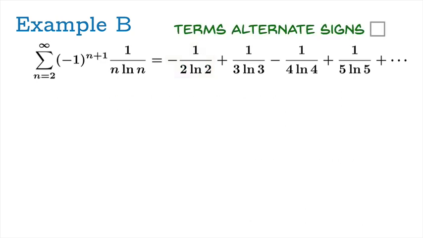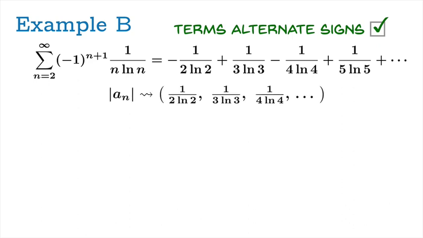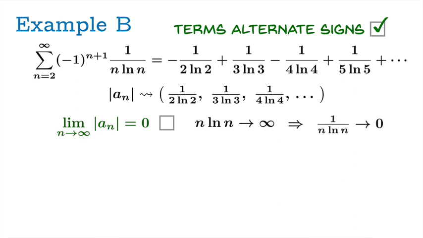Do the terms alternate signs? Certainly. Let's convert over to the absolute value of the sequence of terms, and now we can just work with this. Is it true that the limiting value of a_n is 0? Well, yes. I mean, we know that n ln n goes to infinity: n goes to infinity, and ln n goes to infinity separately, so the product does as well. And of course, then when you reciprocate, 1 over n ln n must go to 0.